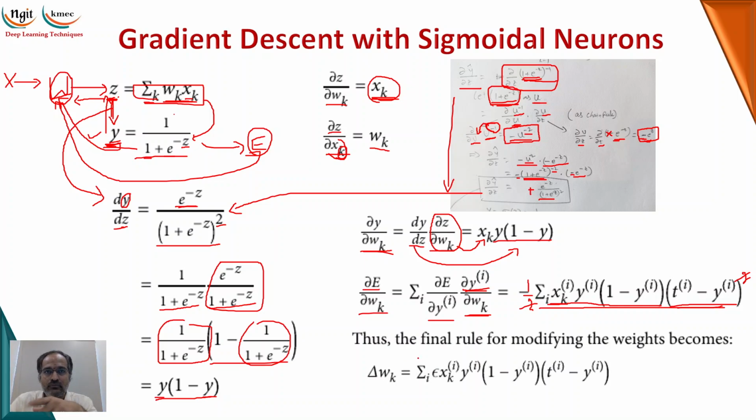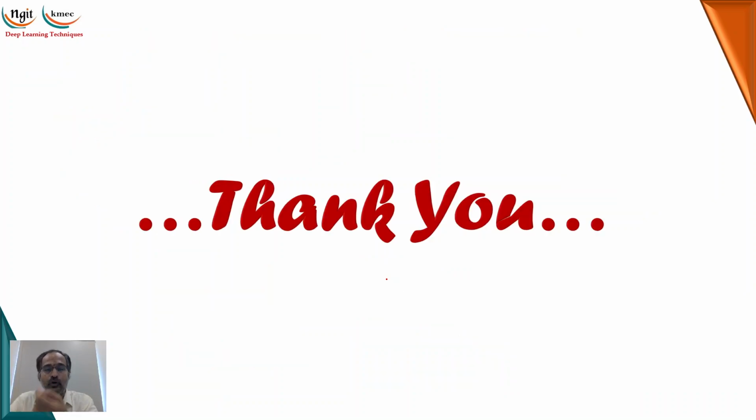Right? Now the delta wk for the sigmoidal neuron is epsilon, the learning rate, multiplied by this derivative, the entire term: xk into y into (1 minus y) into (t minus y). How it has come, you have to go through all these derivatives so that you will get it. So this is the gradient for the sigmoidal neuron. Thank you.